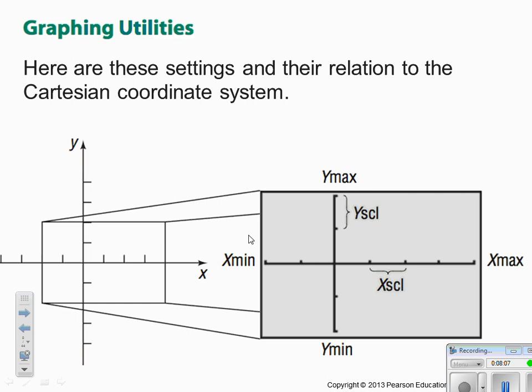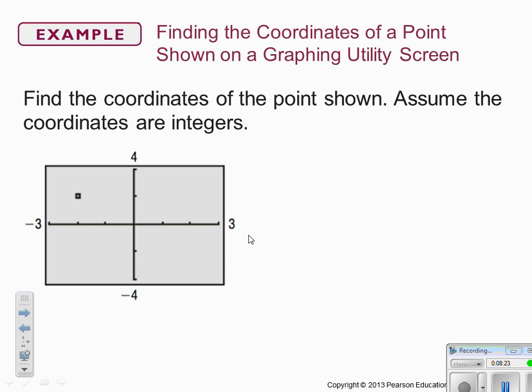On your coordinate, it'll show you, for here, our Y max is 2, if we're counting by ones. Our Y min is negative 2. Our Y scale is how many are between each tick mark, and it should be pretty inherent.